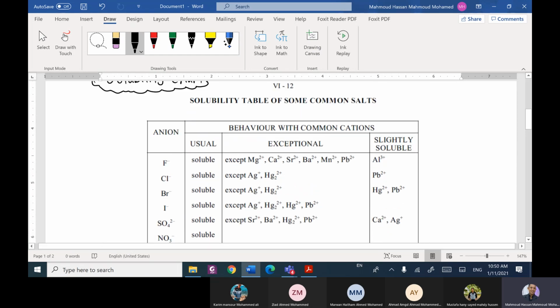As an example, for the fluorine salts, since the solubility depends on the anion, all of the fluorides are usually soluble in the water except magnesium fluoride, calcium fluoride, strontium fluoride, barium fluoride, manganese fluoride, and lead fluoride. And we sometimes find slightly soluble ones, like aluminum fluoride.